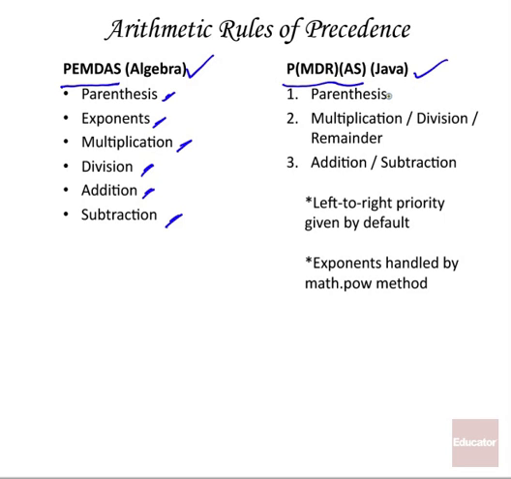for Java, which stands for parentheses. Everything in parentheses is still done first. Then it gets a little bit different. Then on the next level, second level, we have multiplication, division, and the remainder, the modulus operator, which usually is seen as the percent sign.